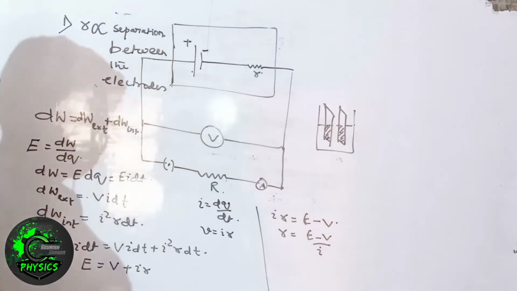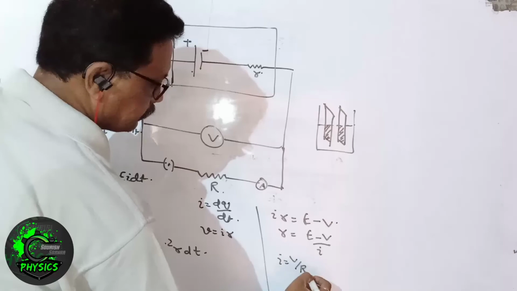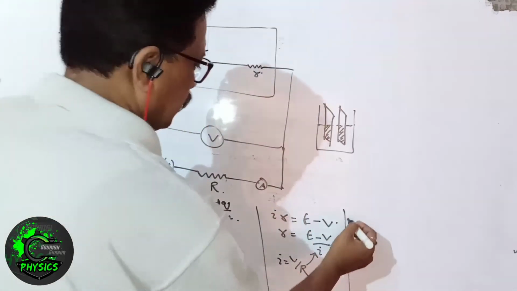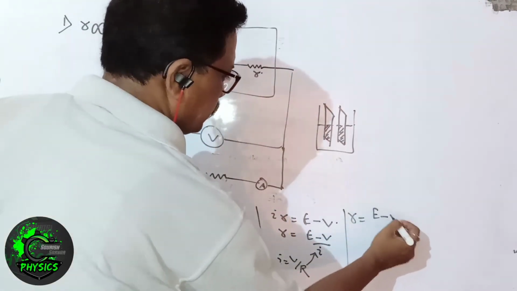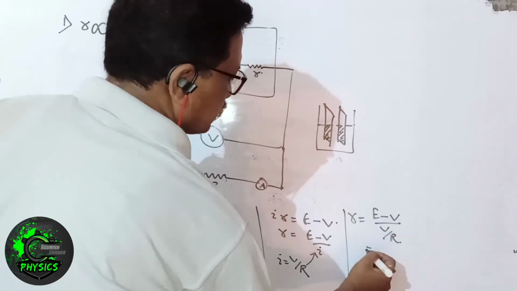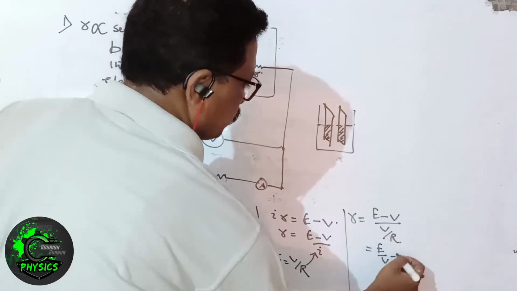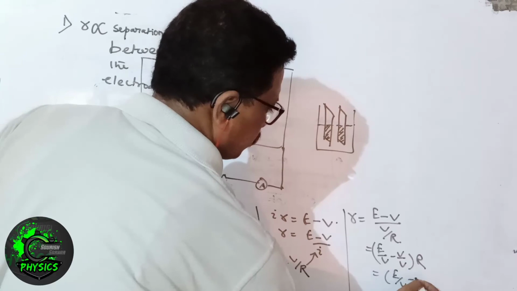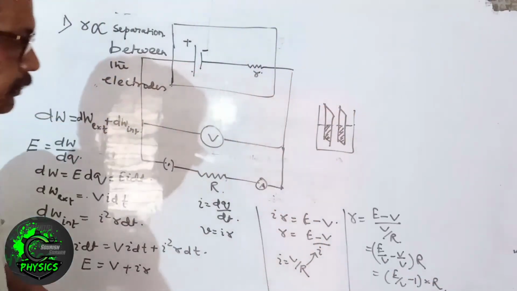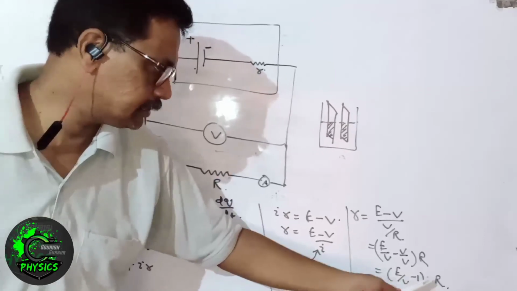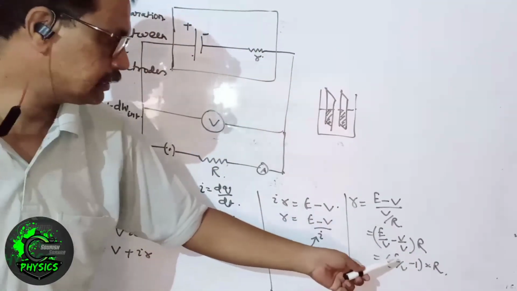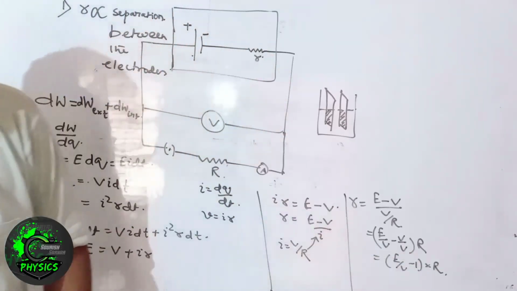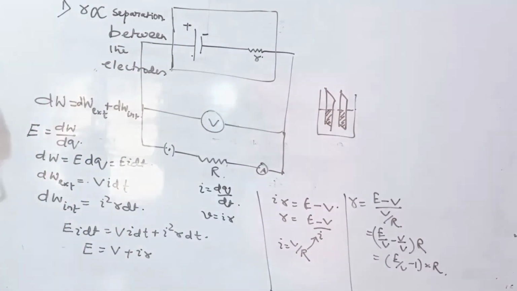Also Ohm's law states that I equal to V by R. If we put this value in this equation, then we get R equal to E minus V divided by V by R. So that is E by V minus V by V, into R. So that is E by V minus 1, into R. So knowing the value of EMF of the cell, terminal voltage and external resistance of the circuit, the internal resistance of the cell can be determined.